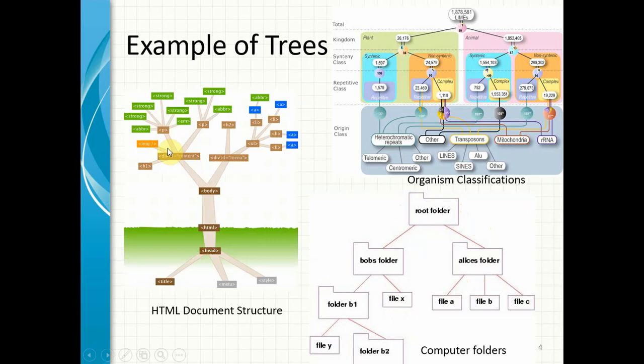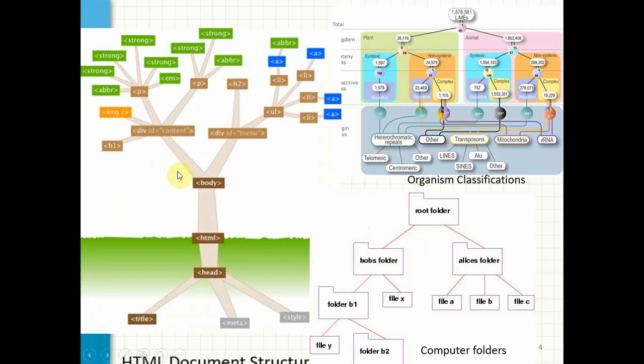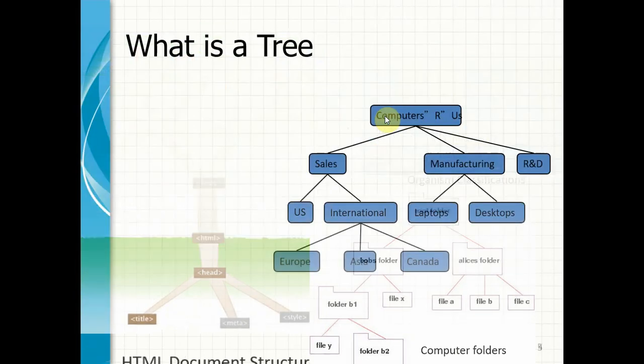And also in HTML document structure, we can see that it has a structure like this. HTML, then body, they have some divisions. If it can be divided further, it could be P for paragraph, and then some headings and so on. So these are some examples of tree structures. So as you can see, HTML can be like this.